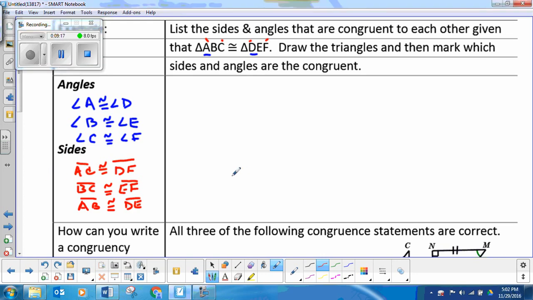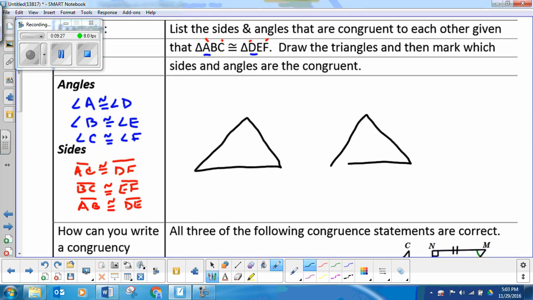Okay, and you should have drawn your triangles. Let's go ahead and draw those in this space. It's not very pretty, but that's a triangle. And that's a triangle. And let's name it. The first triangle we know is ABC. The second triangle we know is DEF.